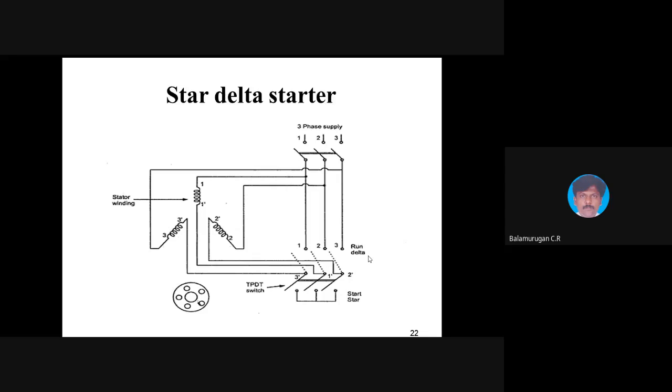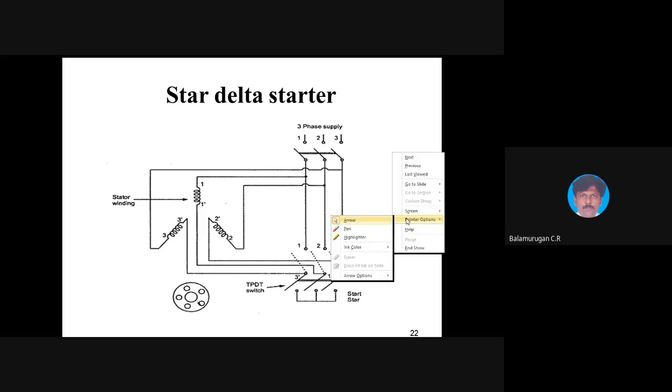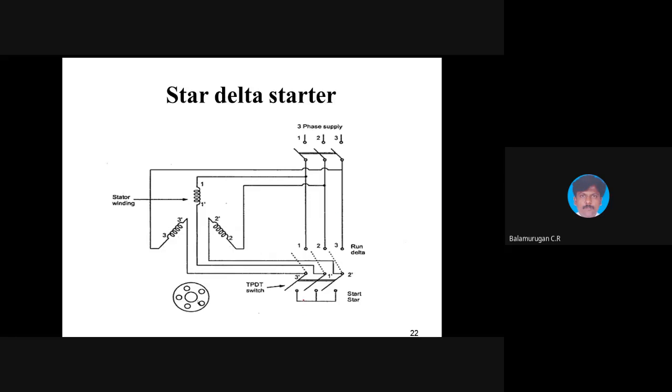Okay. If we connect at the star position, the winding will be star connected. If you put the star connection, terminals 3, 1 dash, 2 dash are short circuited. If you connect these three terminals, they are short circuited, and now you will have a common point, which is considered the neutral point. So it is connected as a star connection.